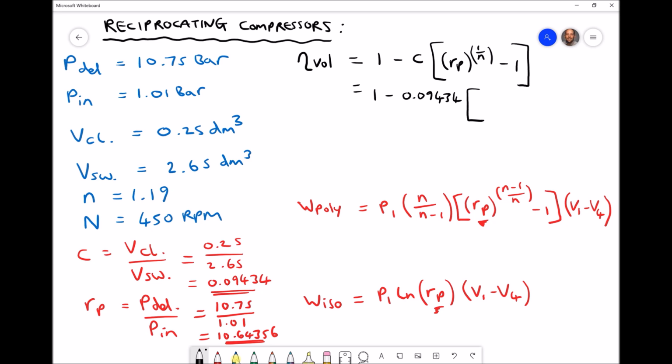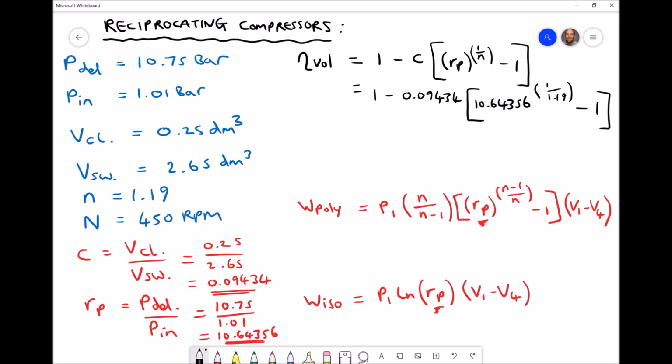Compression ratio is 10.64356, to the power of 1 over n. Well, we've said that lowercase n, or our polytropic index, is 1.19. So we're going to raise that to the power of 1 over 1.19, minus 1.